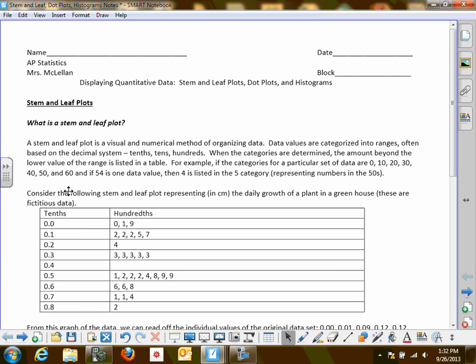Stem and leaf plots and dot plots are what we are learning today. We actually are going to hold off on the histograms. I'm saving those for tomorrow because there's a lot of stuff I want to teach you about those and not just cram it in this day.